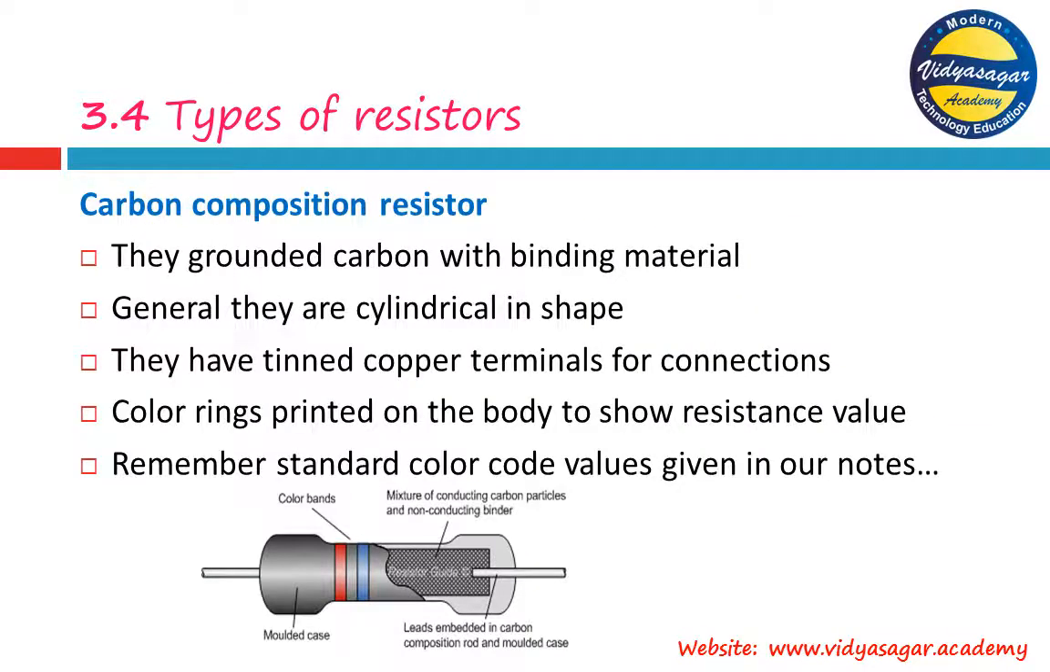Now for the types of resistor, there are basically 3 types given in our syllabus. The first one is the carbon composition resistor. They are made up of grounded carbon with some binding material, and they are generally cylindrical in shape. They have 2 terminals of copper. The copper is tinned to avoid corrosion. They have color rings printed on their cylindrical body to show the resistance value, and to evaluate the resistance value, remember the color code chart we have just seen.